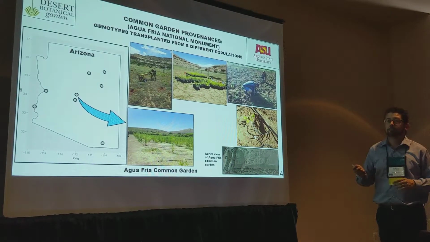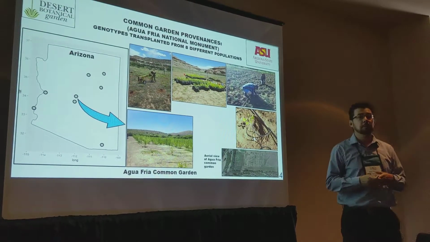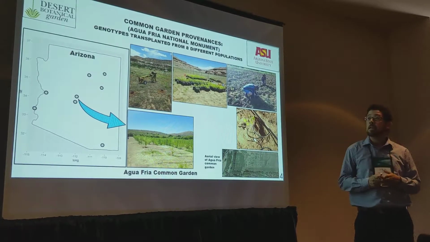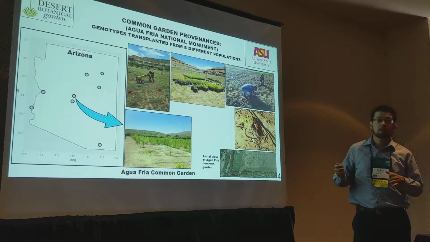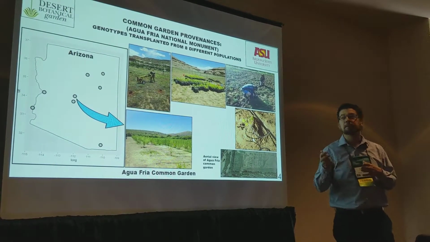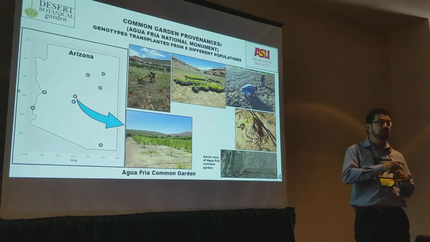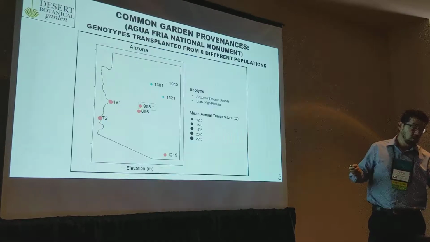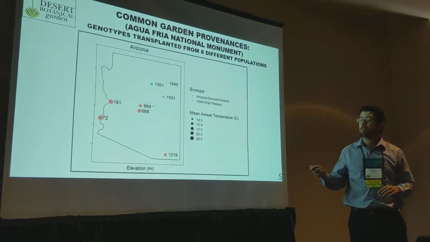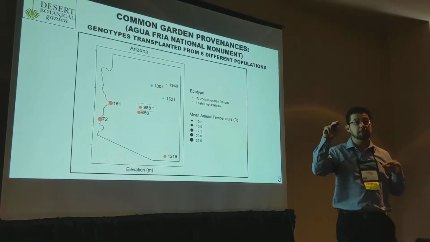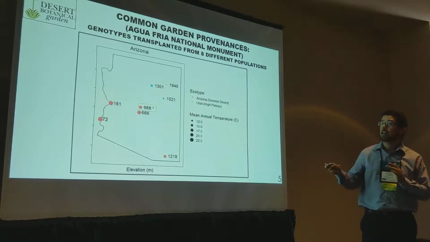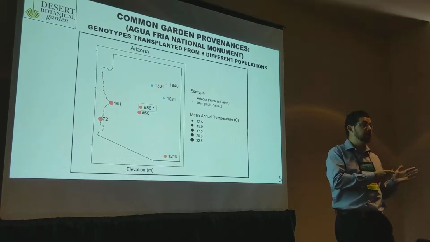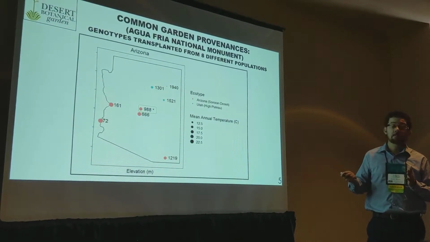So we planted a common garden with 4,000 trees in 2015 in Fort McDowell... in Central Arizona. We planted 8 different populations that represent the entire elevational gradient of the species in this garden. We chose the location of this garden because it's in the middle of this gradient. So it's 0 to 2,000, and we got this garden at 988. It's kind of half, so we're not stressing anybody. Everybody's kind of happy over there.